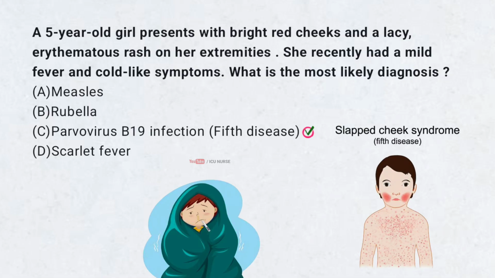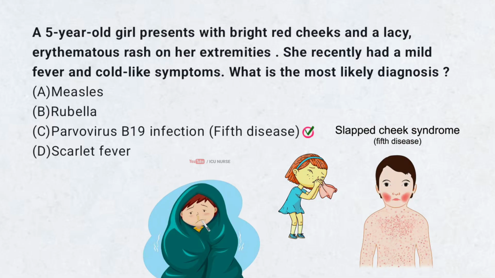Parvovirus B19 causes fifth disease, a common childhood illness. It starts with mild cold-like symptoms, that is fever, runny nose, followed by the classic slapped cheek rash on the face and a lacy red rash on the body. The rash may come and go for weeks, but isn't usually itchy or painful. Kids are most contagious before the rash appears, and the infection typically clears on its own without treatment.